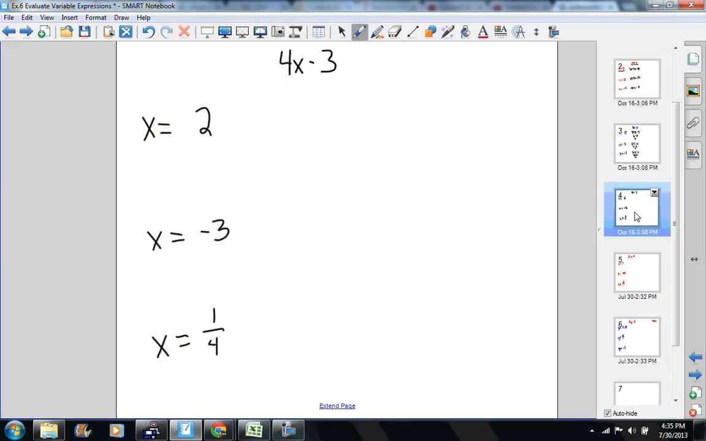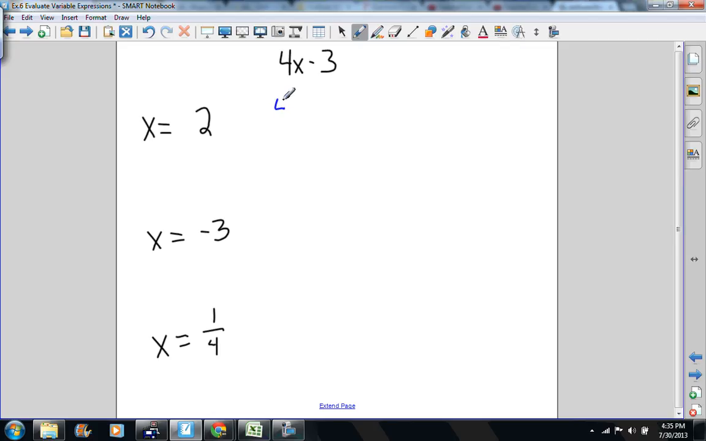Okay, so I'm still going. This one, same idea, except now it gets a little bit tougher. So I'm going to go 4 times 2, right there, minus 3. Well, that's 8 minus 3, which is equal to 5.